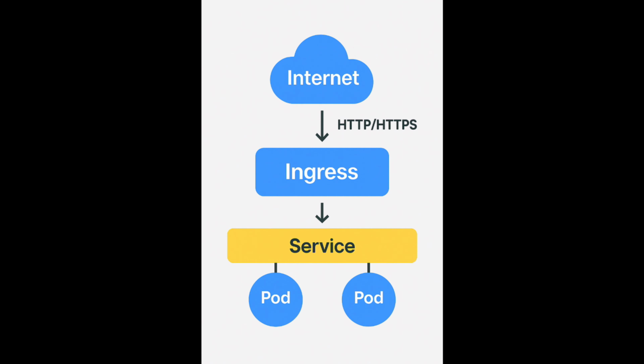And finally, ingress. An ingress is like a smart router. It exposes HTTP and HTTPS traffic from outside the cluster and routes it to the right service inside. With ingress, you can use a single external IP and map multiple paths or host names to different services.